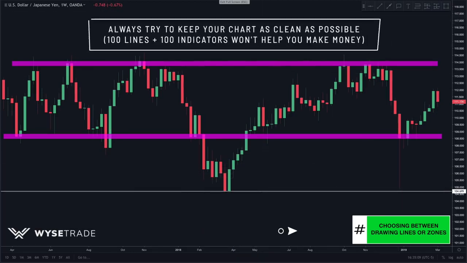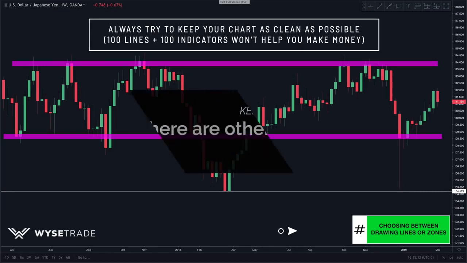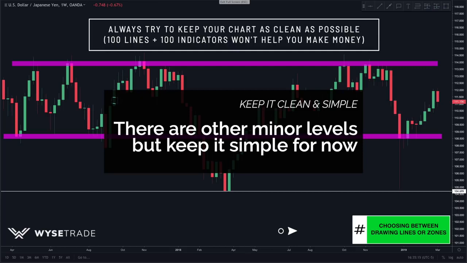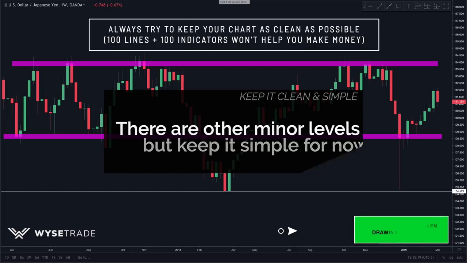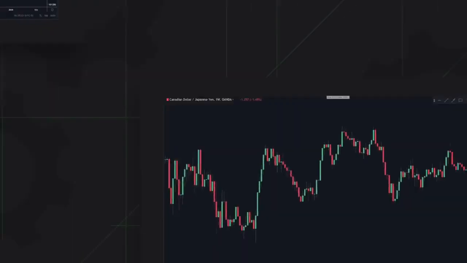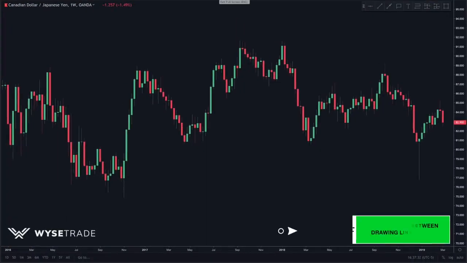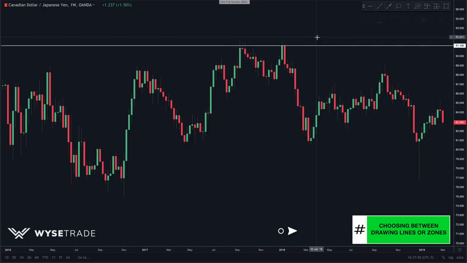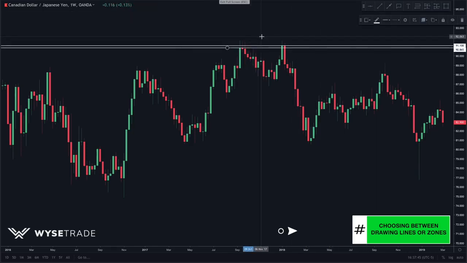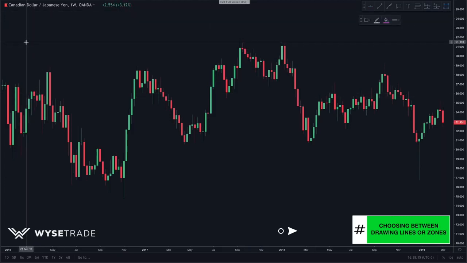So as you can see, you have a nice clean chart with your key levels, not 100 lines. Again, there are other minor levels in between the levels we have drawn, but for the sake of this video, we're keeping it simple. So let's jump to one more example. Here's the CAD yen. We had a swing high level up top here, and you can draw in 2 lines to accommodate for the candle closes. Again, we prefer drawing zones, so we would do it like this.